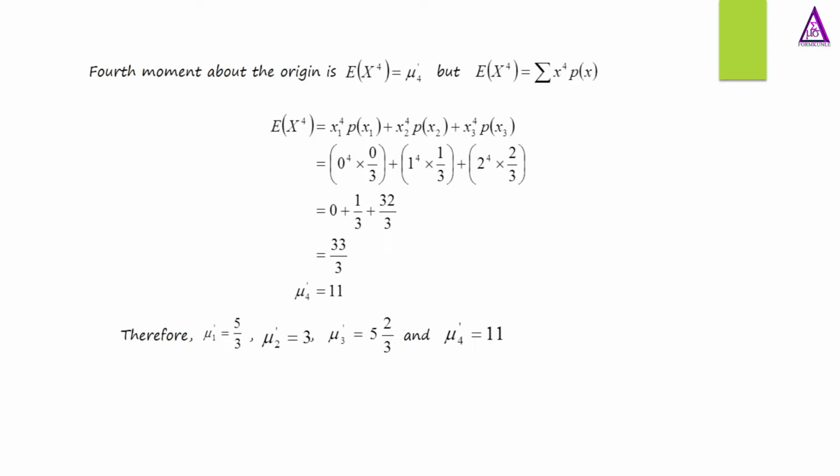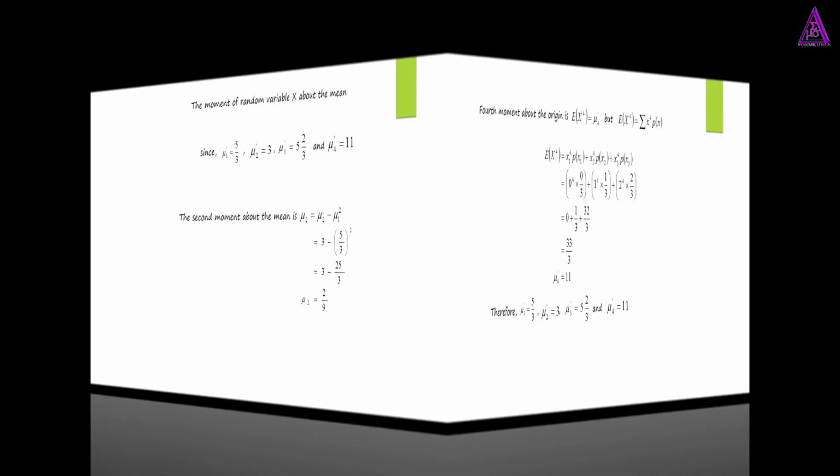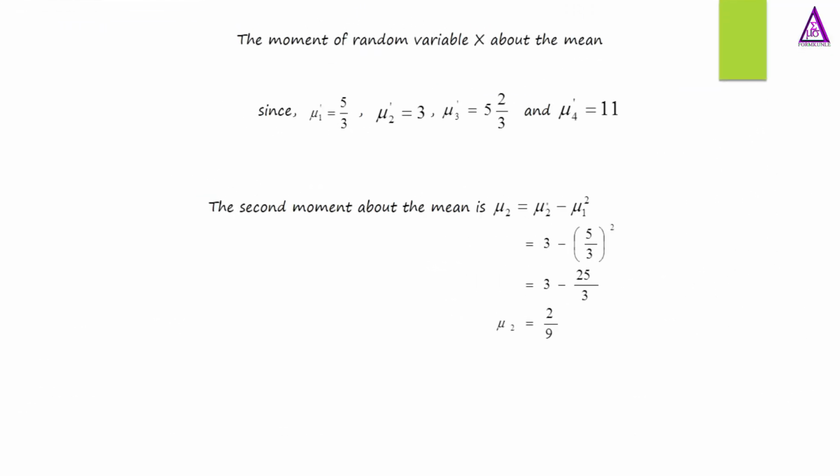Therefore, the first moment about the origin is equal to 5/3. The second moment about the origin is equal to 3. The third moment about the origin is equal to 5 and 2/3. And the fourth moment about the origin is equal to 11. The moments of a random variable about the mean.